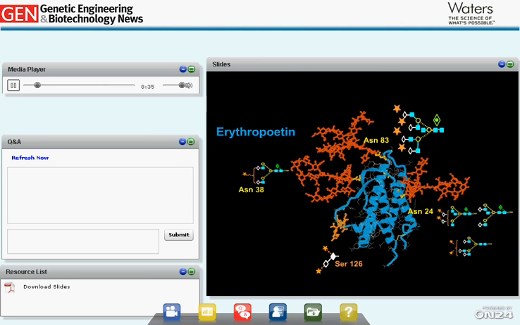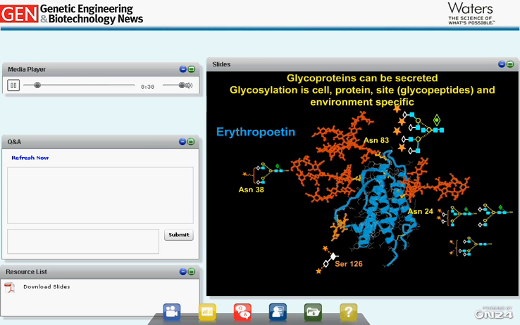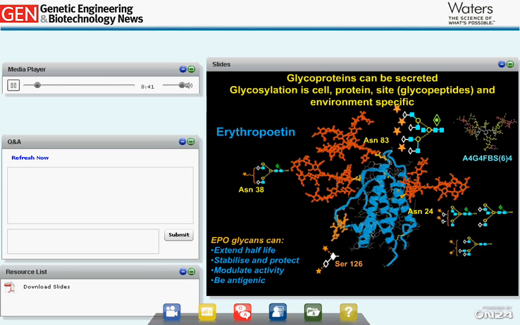The role of the sugars in the case of EPO is that they extend the half-life. If you have the wrong sugars there, in other words, if they're not tetraantennary and they're not tetrasialylated, then the half-life is reduced from 3 hours down to 3 minutes, where it's barely efficacious. The other role of the sugars is that they stabilize and protect the protein from protease activity, and in some cases they can modulate the activity of the protein. And if you're expressing your protein in non-human cells, then you may introduce antigenic epitopes.